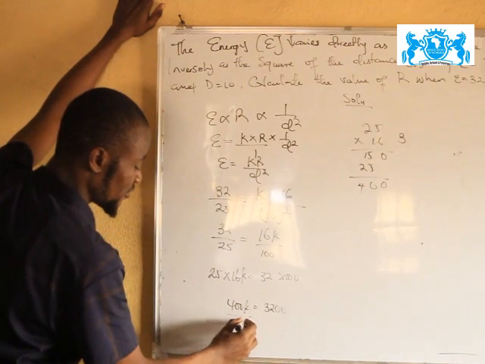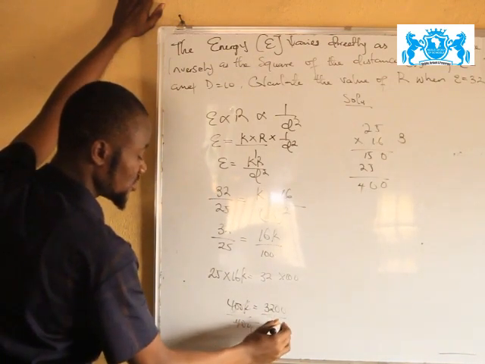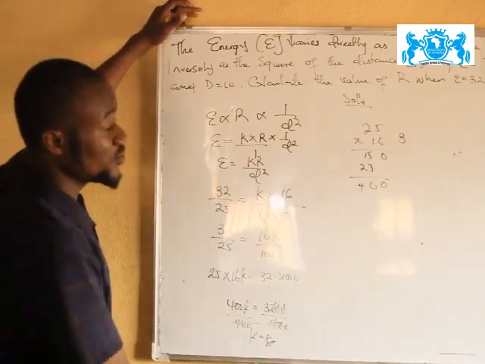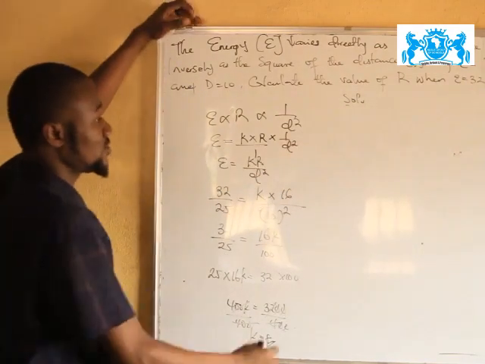So divide both sides by 400. When you divide both sides by 400, you have that K is equal to 3,200 divided by 400, which is 8.